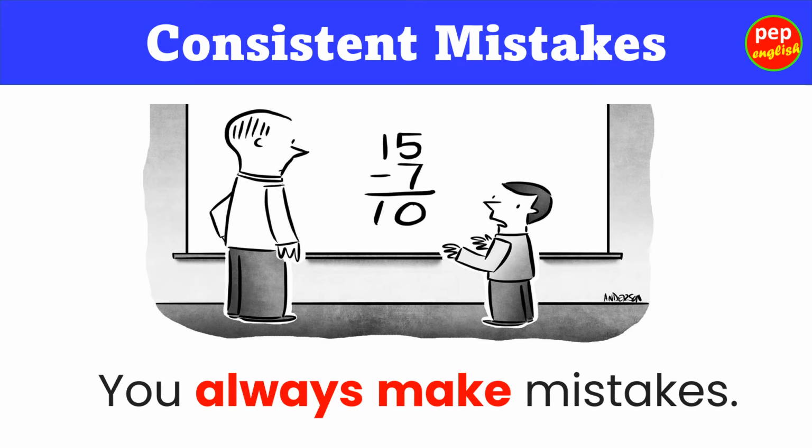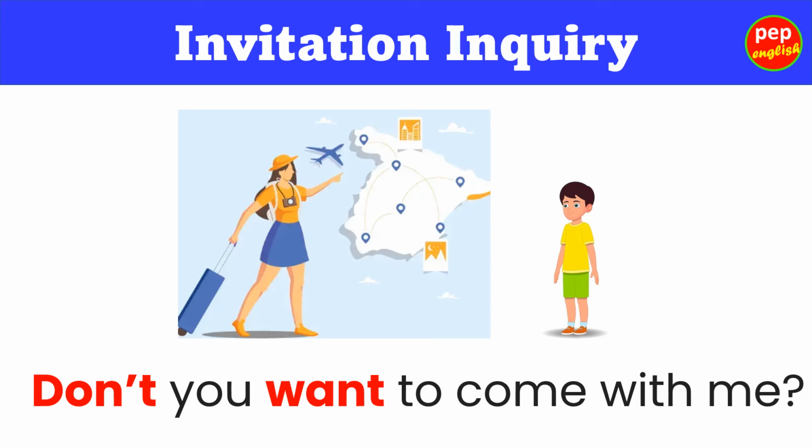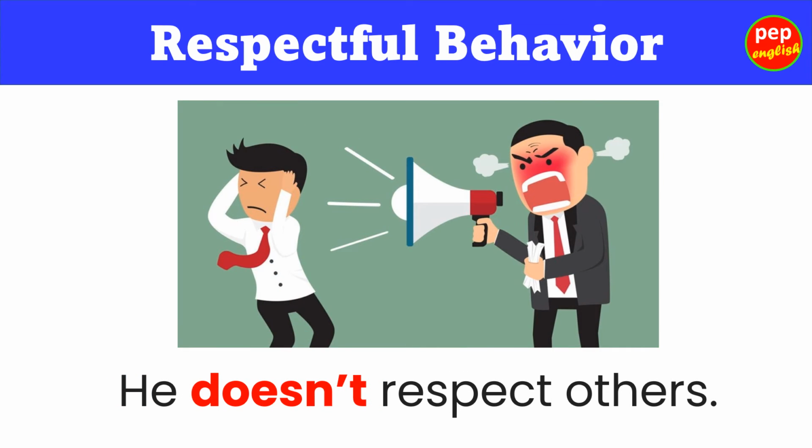Consistent mistakes. You always make mistakes. Invitation inquiry. Don't you want to come with me? Respectful behavior. He doesn't respect others.